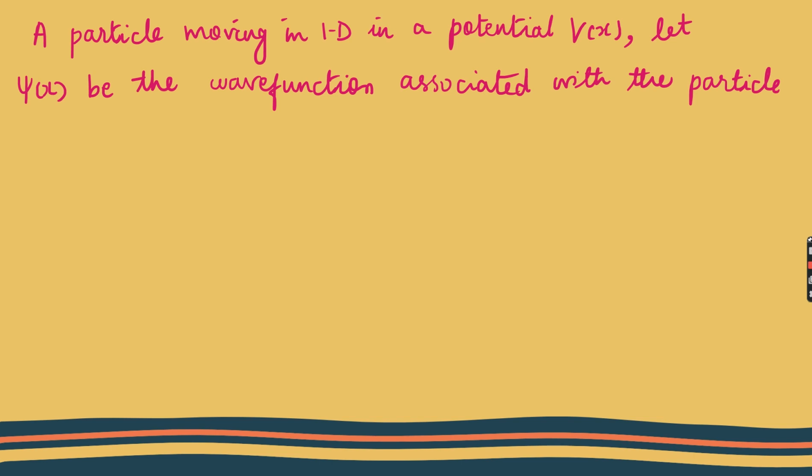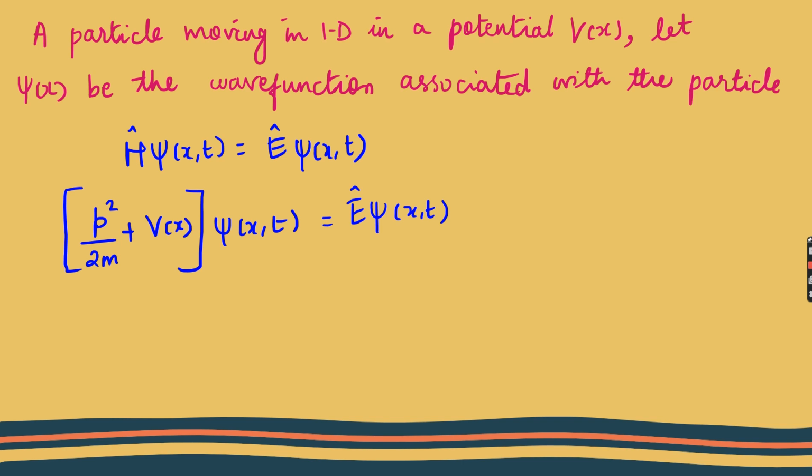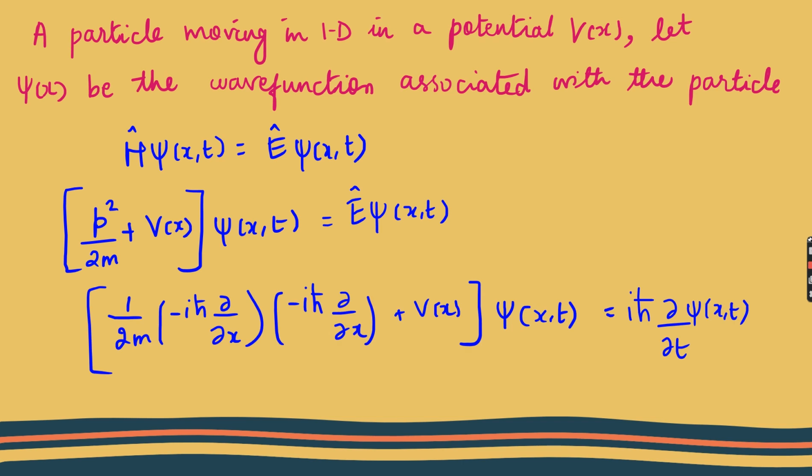Let me consider the particle moving in one dimension in a potential V of x, and the wave function associated with the particle is psi of x. So this is the basic equation, H psi is equal to E psi. Now we know that H is equal to p square by 2m plus V of x. Here I am considering this as time dependent, so E is also an operator. I have operated that E over here, i h cross dou by dou t.